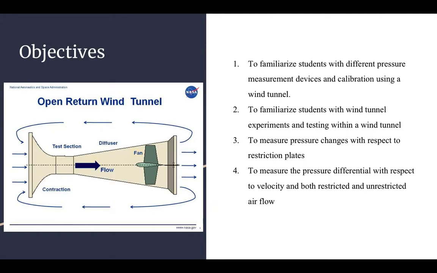Since we had to prepare a lab design, we chose to include the objectives and goals that we were hoping to accomplish during the completion of the experimental process. Our first goal was to familiarize ourselves as students with different pressure measurement devices, such as the wind tunnel and the anemometer, and use these devices to understand the calibration of a wind tunnel.